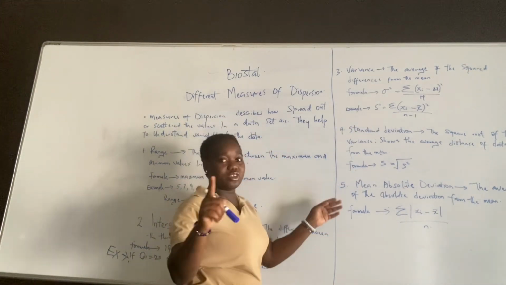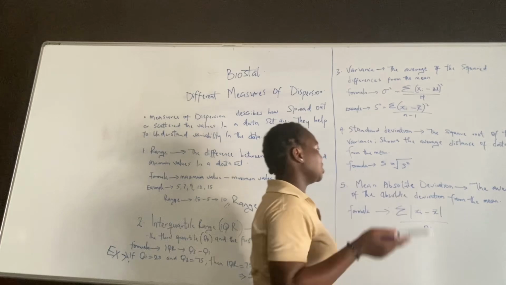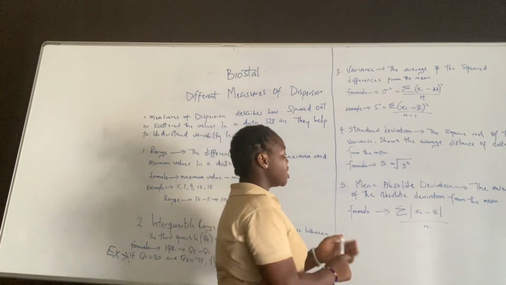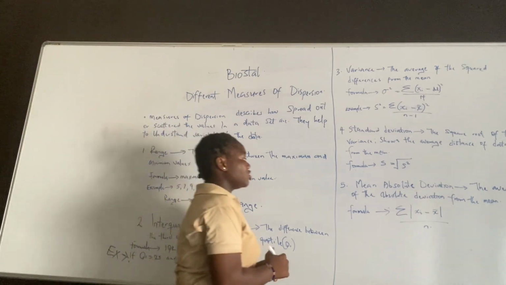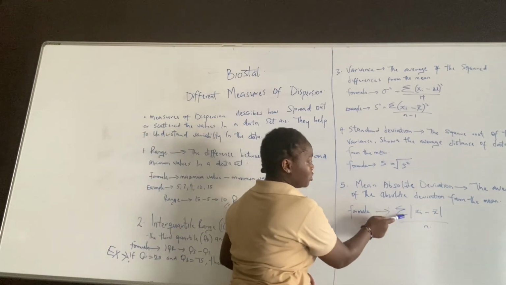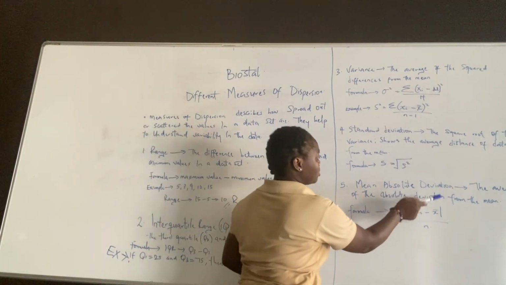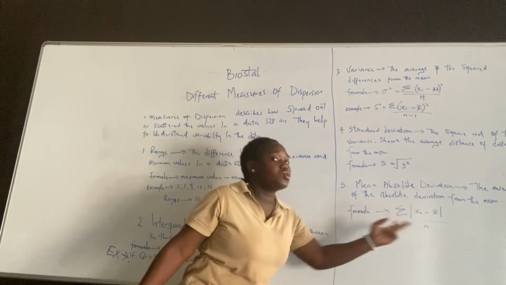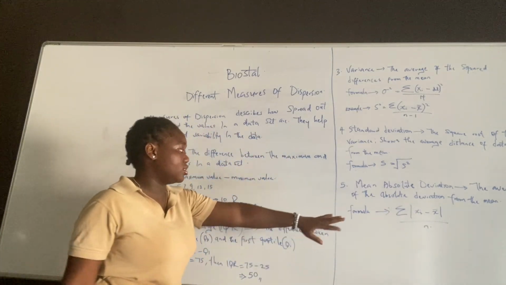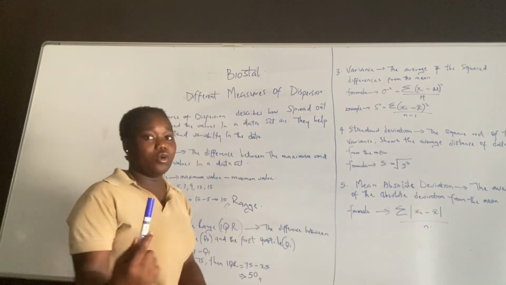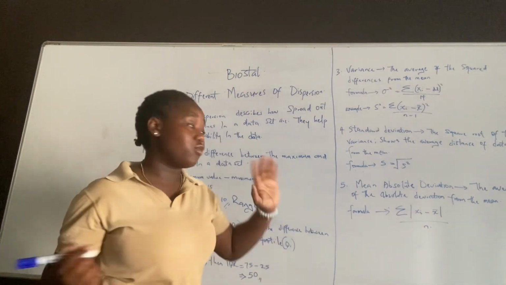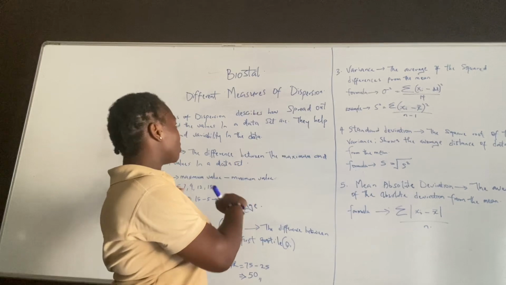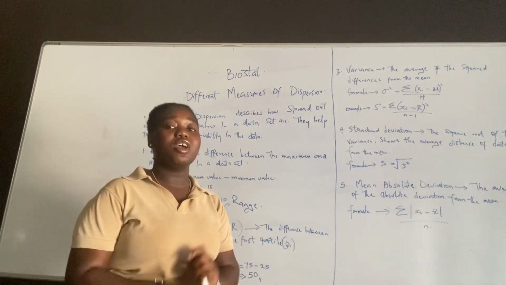While the last one is mean absolute deviation, which is the average of the absolute deviation from the mean. So this is the formula: summation of the absolute value of (xi minus x bar), over n. That is just the formula for it, in case you want to use it. So this is just an overview of the different measures of dispersion. Thank you.